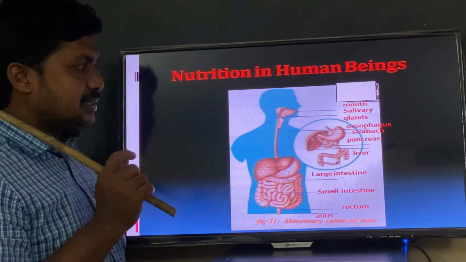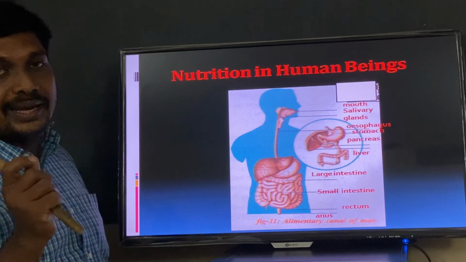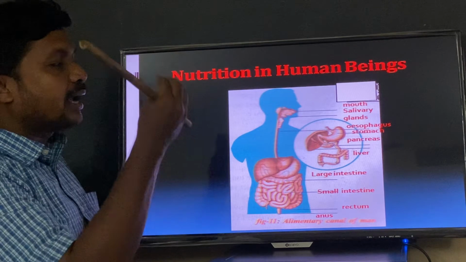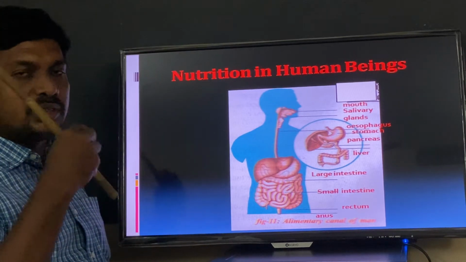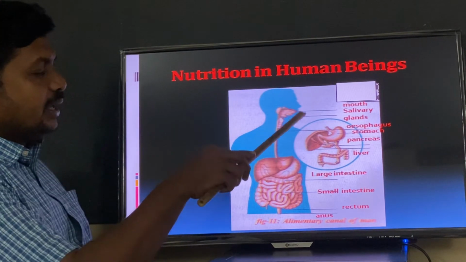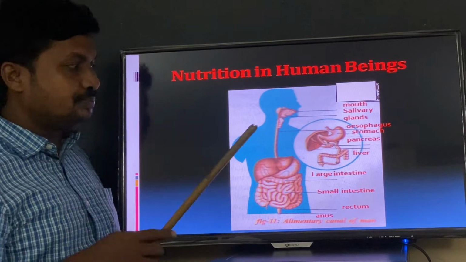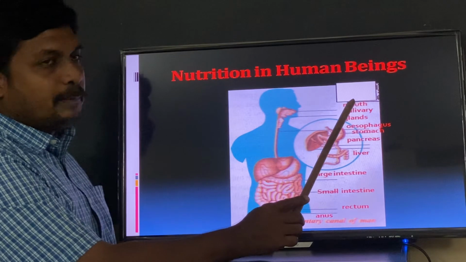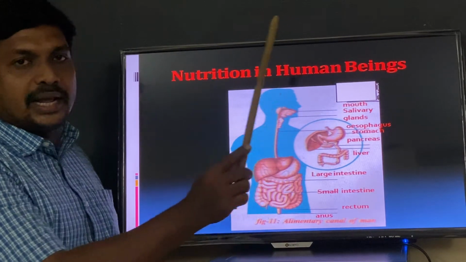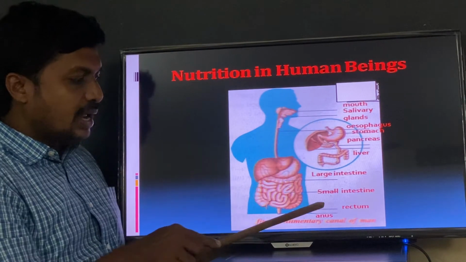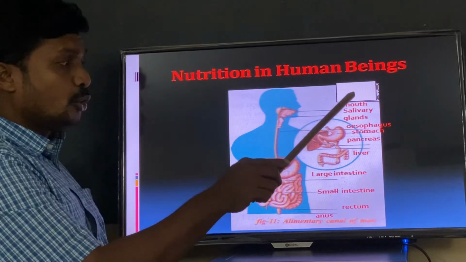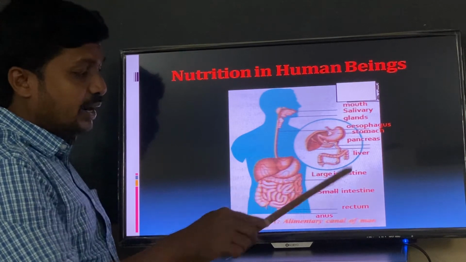First, let us discuss ingestion. What is meant by ingestion? Intake of food into the mouth is called ingestion. Here we can observe some parts in the human digestive system. See here, the first part in human digestive system. Human digestive system starts from mouth and ends with anus.